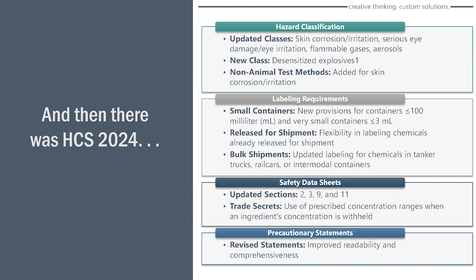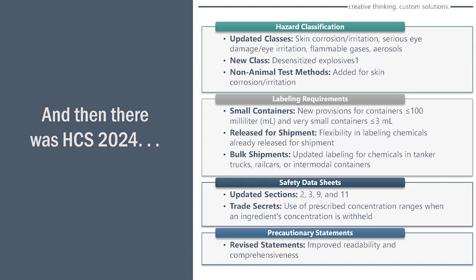There is some increased flexibility in labeling chemicals that are already released for shipment. In other words, they didn't make people call them back and put new labels on them. And then bulk shipments, updated labeling for chemicals in tanker trucks, rail cars, and intermodal containers. Those all apply if you are shipping chemicals, so that's for manufacturers of chemicals. If you are receiving chemicals, it's not on you. I mean, you have to verify that the labels stay intact, but it was on the manufacturer to make sure that the labels were proper in the beginning.